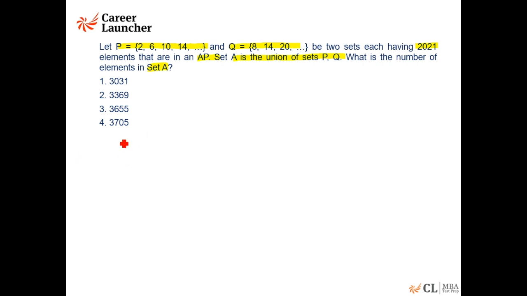Before that, I am sure all of you know we need to eliminate the common elements. For example, 2, 6, 10, 14. 14 is common to both of them, so 14 will not come twice. So this is 2021 elements in P plus 2021 elements in Q minus the common elements, N. So this is what we need to find. My task is to find the common elements.